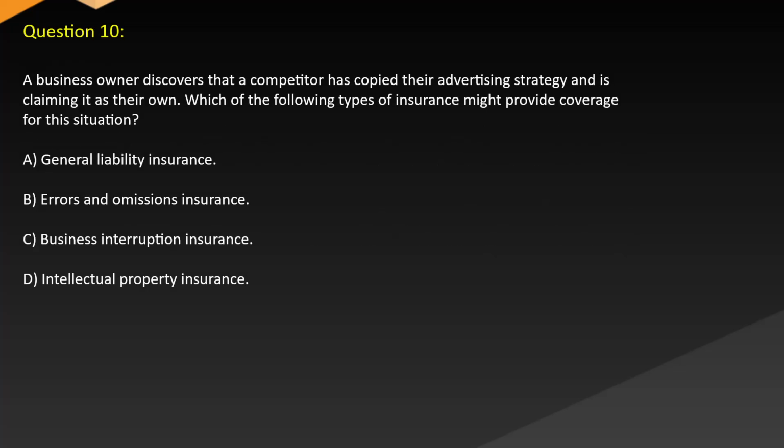Question 10. A business owner discovers that a competitor has copied their advertising strategy and is claiming it as their own. Which of the following types of insurance might provide coverage for this situation? A. General liability insurance. B. Errors and omissions insurance. C. Business interruption insurance. D. Intellectual property insurance.